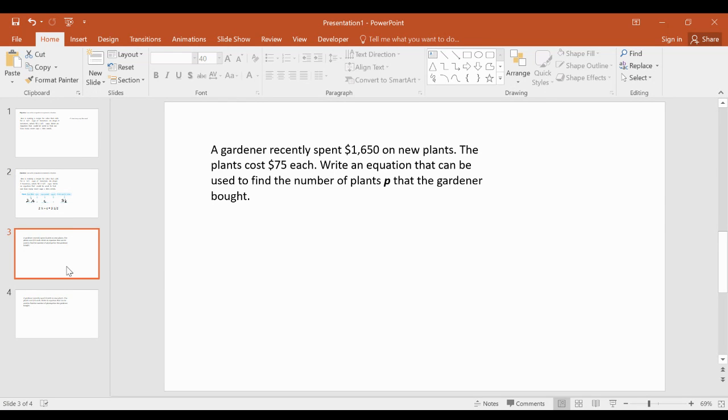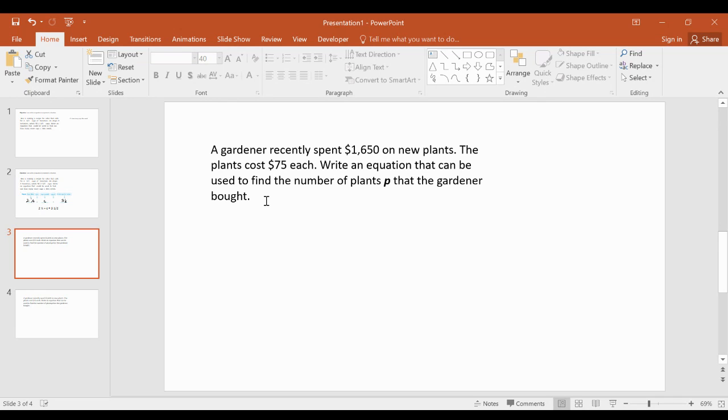Okay. A gardener recently spent $1,650 on new plants. The plants cost $75 each. Write an equation that can be used to find the number of plants, P, that the gardener bought. So we're going to be using the variable P to represent the number of plants that the gardener bought. Okay, and again, we're not solving, but we want to write an equation that can be used to solve.